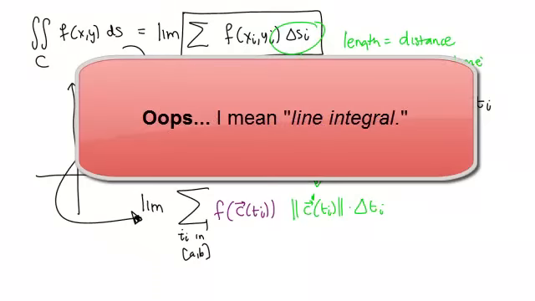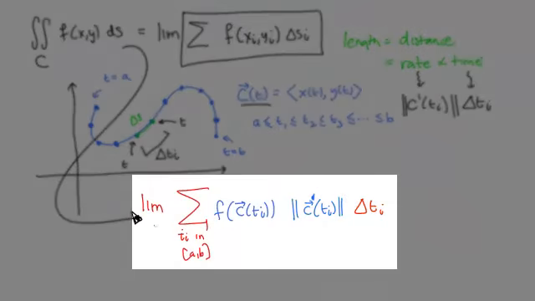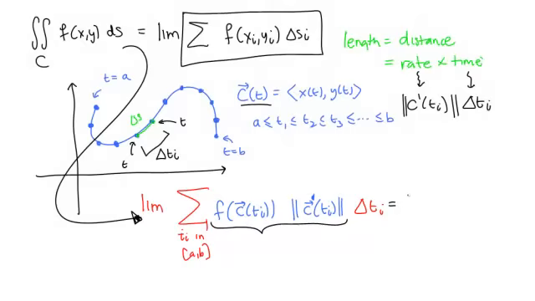But the cool part about this is this. We're taking the limit of a sum of expressions of this form times delta t. Well, a limit of a sum is an integral. And so the limit of this sum right here, according to the fundamental theorem of calculus from Calc 1, should be the integral of this function, f of c of t, times the magnitude of c prime of t dt, evaluated from the first time value, a, to the second time value, b. And so this becomes a formula that we can use.